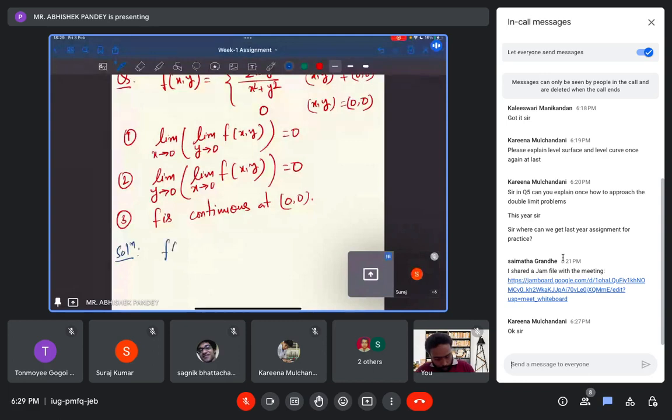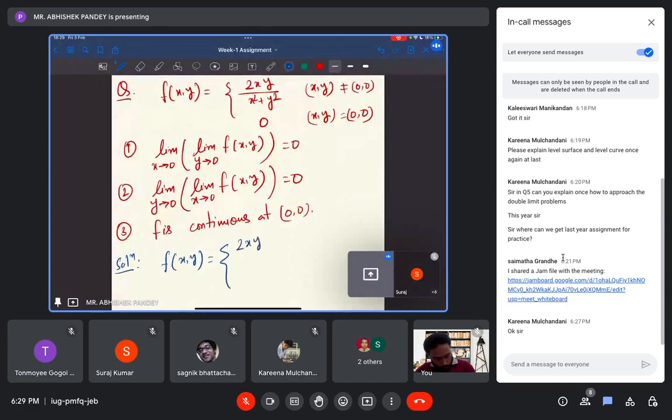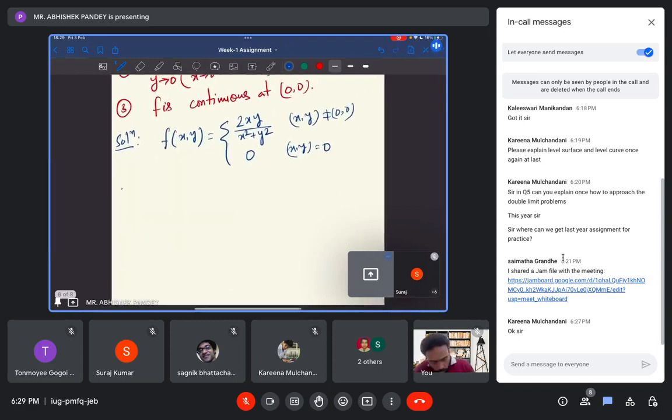So let f of x comma y equal 2xy upon x square plus y square, where x comma y is not equal to 0 comma 0, and 0 when x comma y equals 0 comma 0. Now, once you calculate the limit x tends to 0, limit y tends to 0, f of x comma y, this means that first you have to take limit y tends to 0, and then whatever value you get, you take the limit x tends to 0.